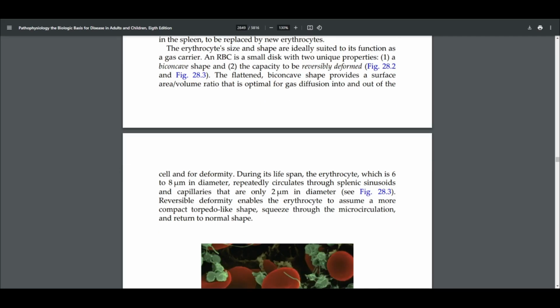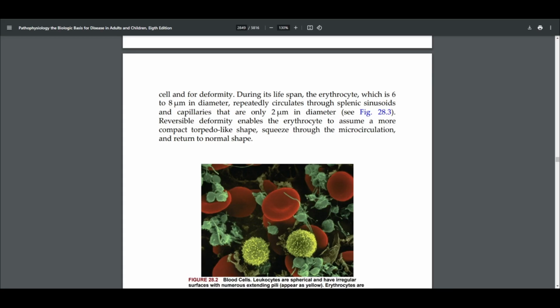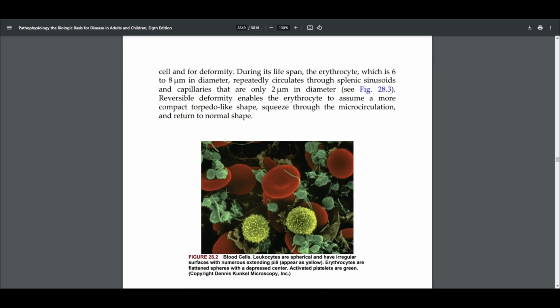The erythrocyte's size and shape are ideally suited for its function as a gas carrier. A red blood cell is a small disc with unique properties: a biconcave shape and a capacity to be reversibly deformed. The flattened biconcave shape provides a surface area-volume ratio that is optimal for gas diffusion into and out of the cell and for deformity. During its lifespan, the erythrocyte, which is 6 to 8 µm in diameter, repeatedly circulates through splenic sinusoids and capillaries that are only 2 µm in diameter.